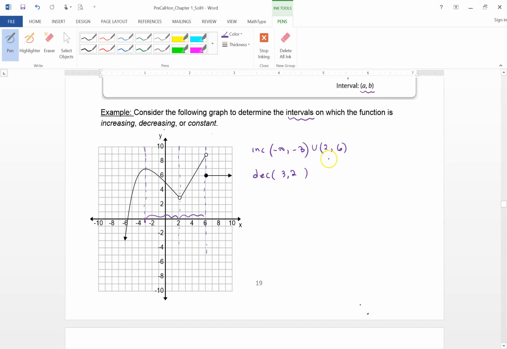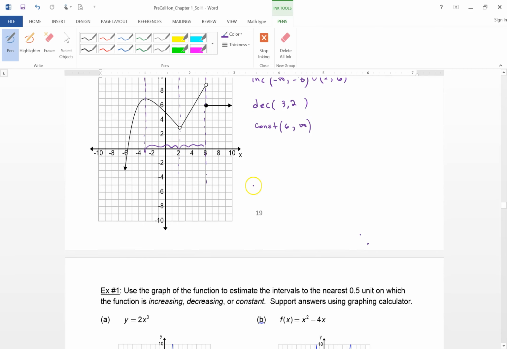Here 2 to 6. It's increasing, right? From x equals 2 to x equals 6, it's increasing. That's the y value. Then it's constant starting at x equals 6 and going to positive infinity. Always open intervals. Okay? Because we're not talking about domain here. We're talking about increase, decrease, always open intervals. All right? So that's pretty much how we state that.